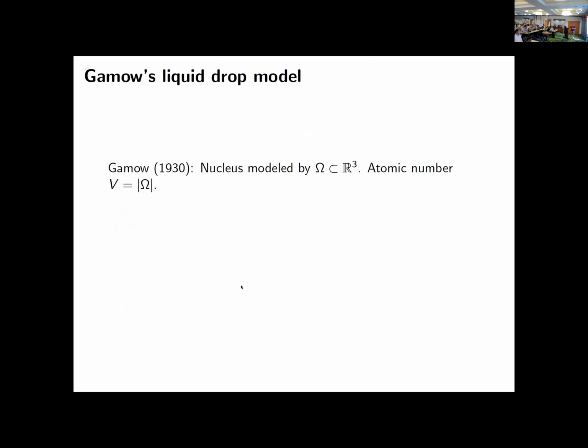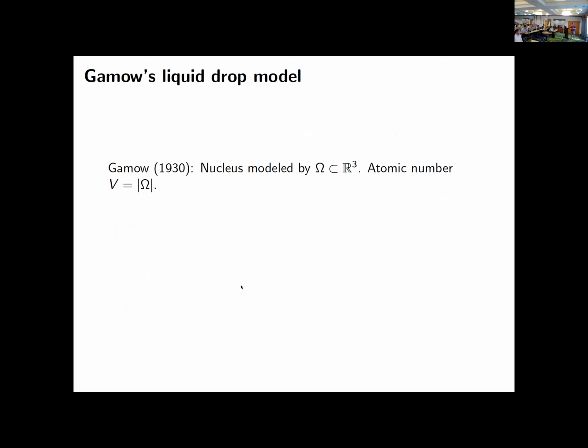This model was developed by the physicist Gamow, who was a famous physicist in the 30s. Gamow proposed the following incredibly simple model. There's no Schrodinger equation, there's nothing else. It's just a basic geometric model. The model says that the nucleus should be modeled by a region in R^3, let's say with compact smooth boundary.